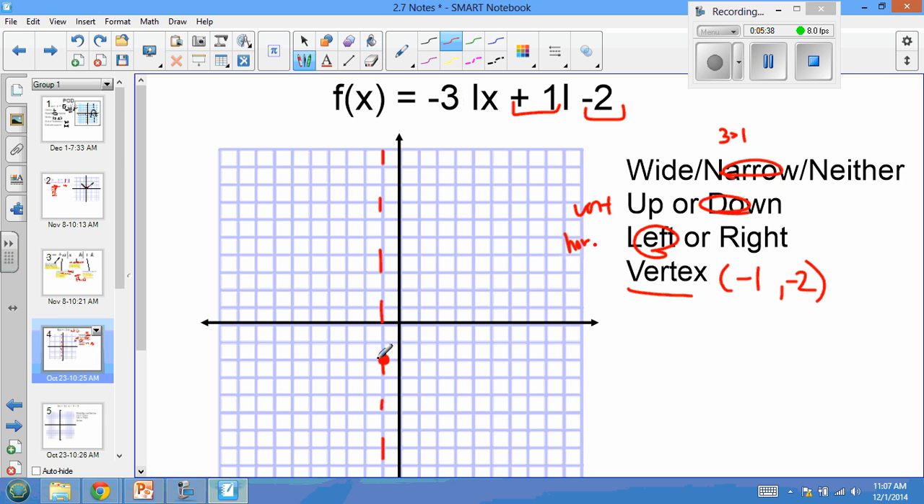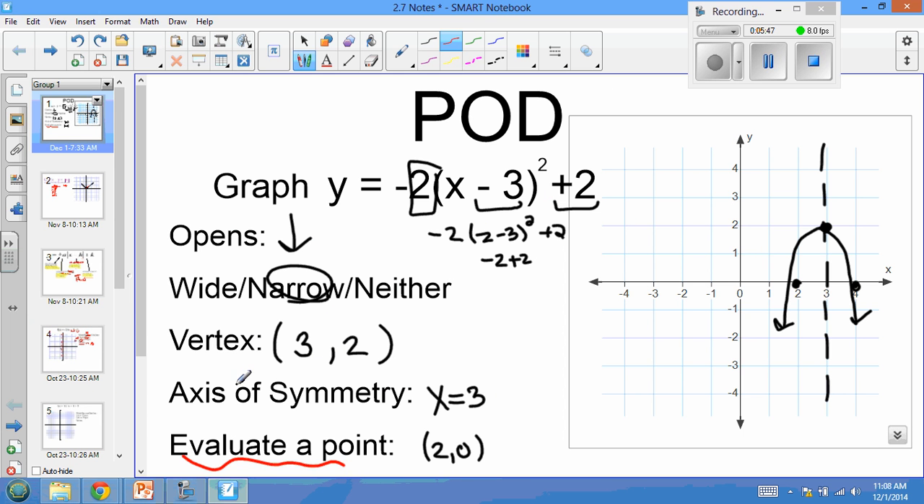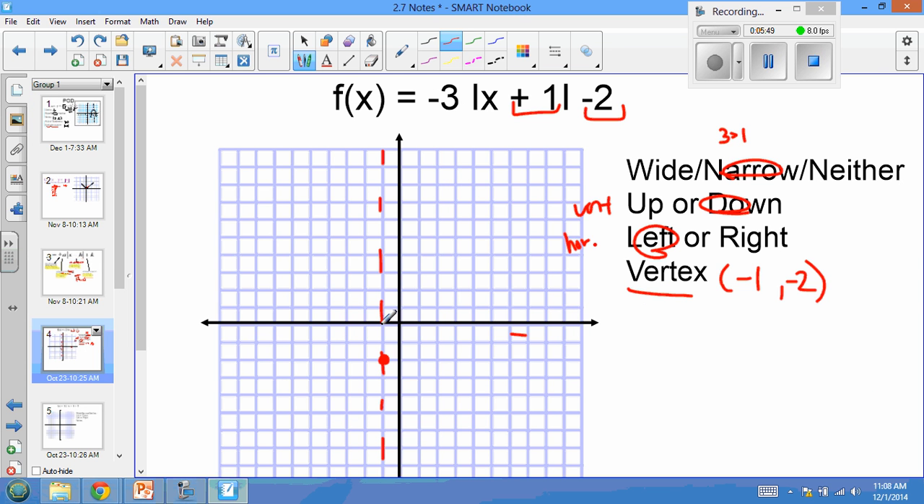Now, does this look like a V with just my vertex on here? No, so we have to get another point on our graph. Just like our POD, we evaluated a point, so that's what we're going to do here. What is close to -1? We can pick 0. So wherever I have x, I'm plugging in 0. So I have -3 times the absolute value of 0 plus 1, minus 2. 0 plus 1 is 1. The absolute value of 1 is 1, so I have -3 times 1 minus 2, which gives me -5. So I plugged in 0, and I got -5.